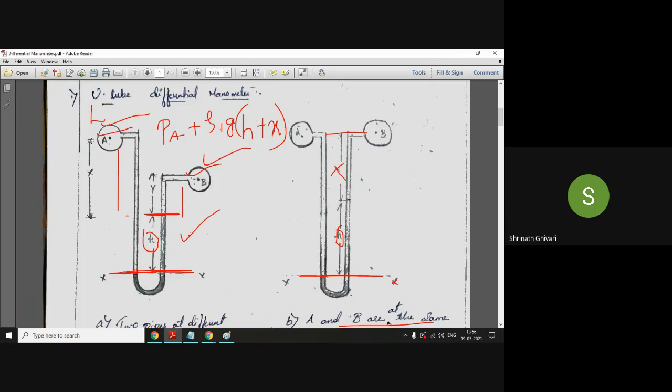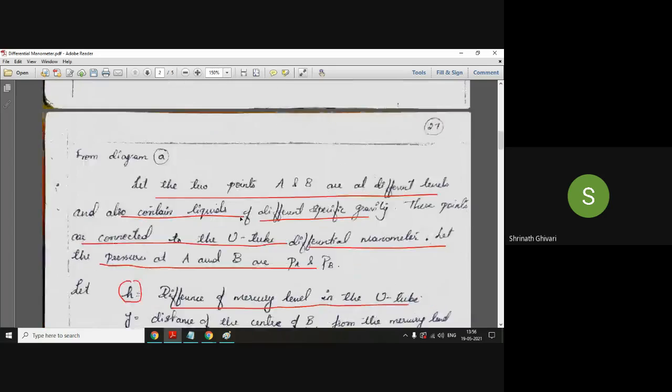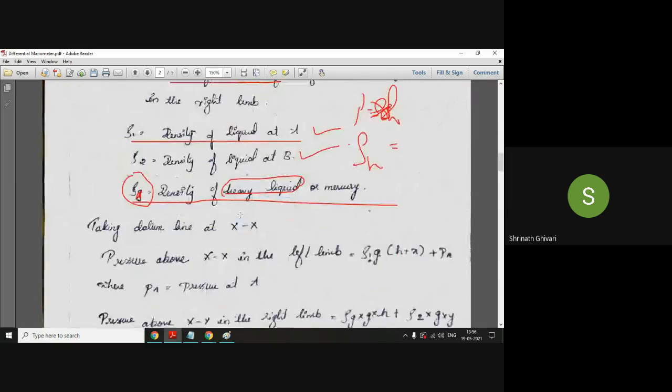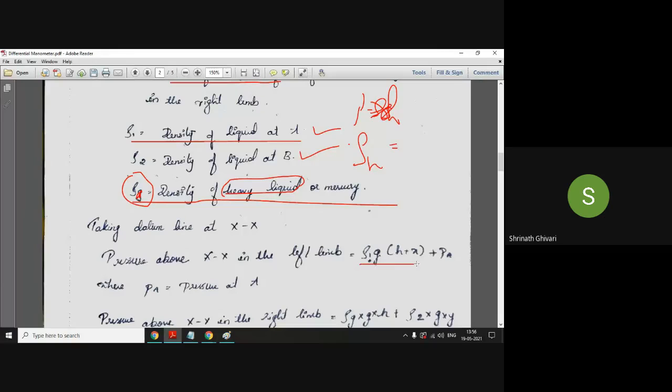Why? Because this is X till this point, and then from here it is h. So I have to measure pressure on the left limb: PA plus ρ1 g (h plus x). If you understand this, you can understand the inverted differential manometer. So the pressure above XX in the left limb is ρ1 g (h plus x) plus PA, where PA is the pressure at A.